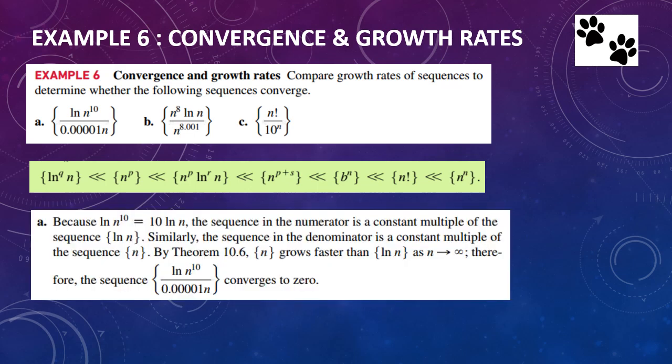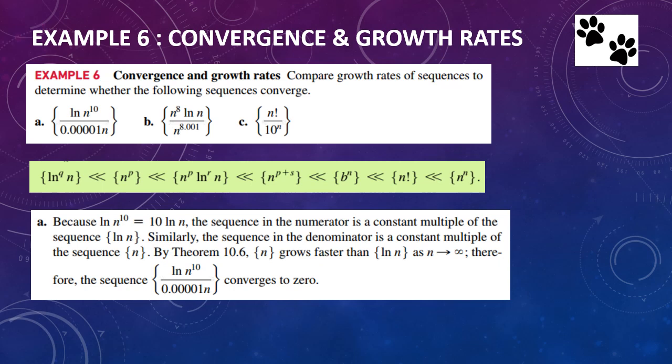Well, in A, we have the log of n to the 10th power, which is 10 times the natural log of n. So we have basically this first sequence, which is the smallest sequence, and then we have 0.0000 whatever 1 times n, which is just n, which would be this n to the p, where p would equal 1. So we can see that the denominator is growing faster than the numerator, and so this sequence converges to 0.